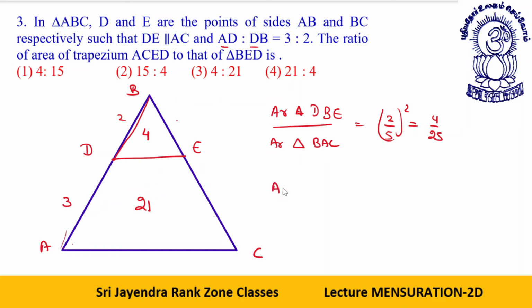Now ACED is 21, BED is 4. Do we have any such option? Yes. This is the required answer, my dear students. Shall I move ahead?